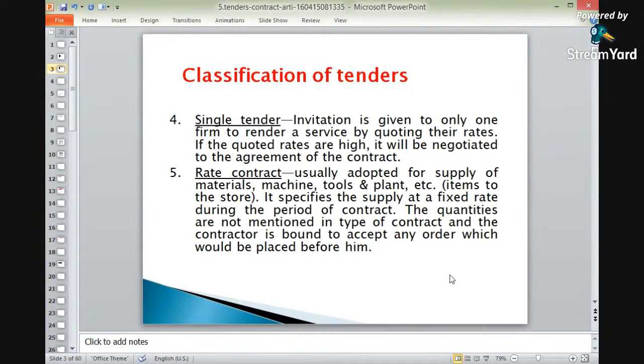It specifies the supply at a fixed rate during the period of the contract. The quantities are not mentioned in this type of contract, and the contractor is bound to accept any order which would be placed before him. Here only the quantity is not mentioned. For a particular type of work, whatever material will be required, all the materials will be supplied, and whatever tools and plants will be required, they will be supplied. So in this rate contract, quantities will not be mentioned.